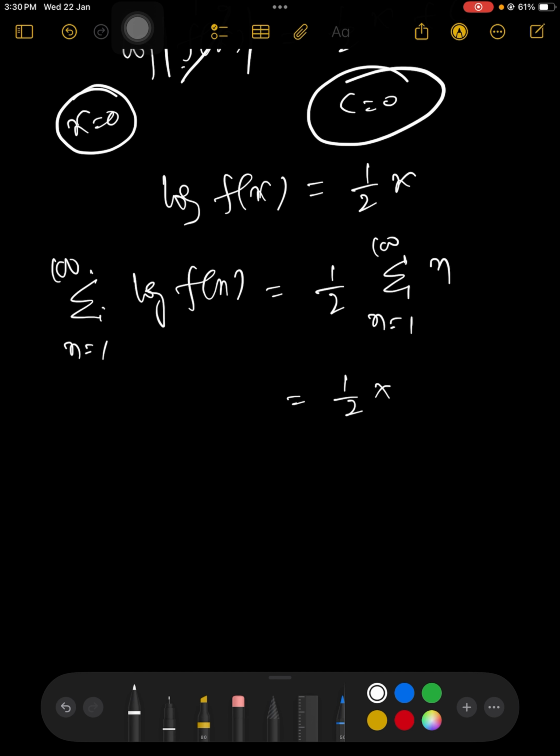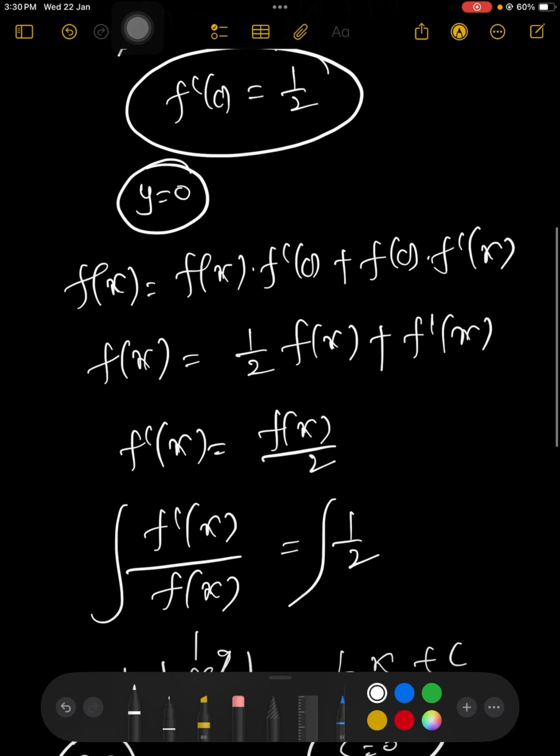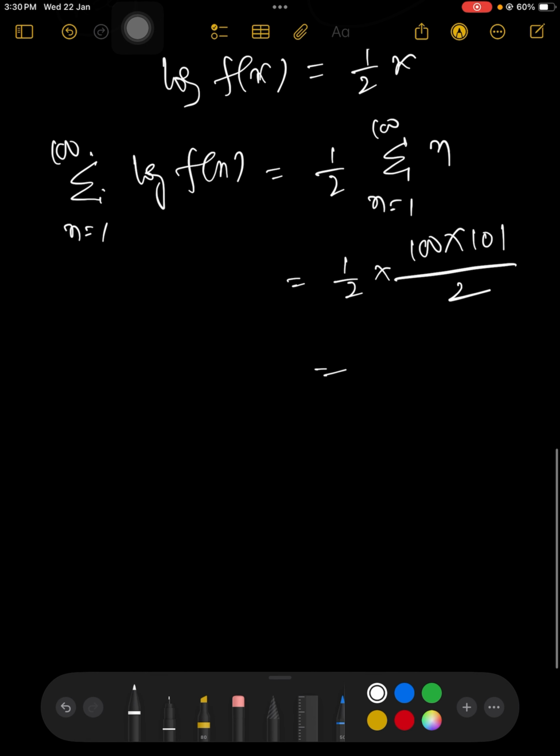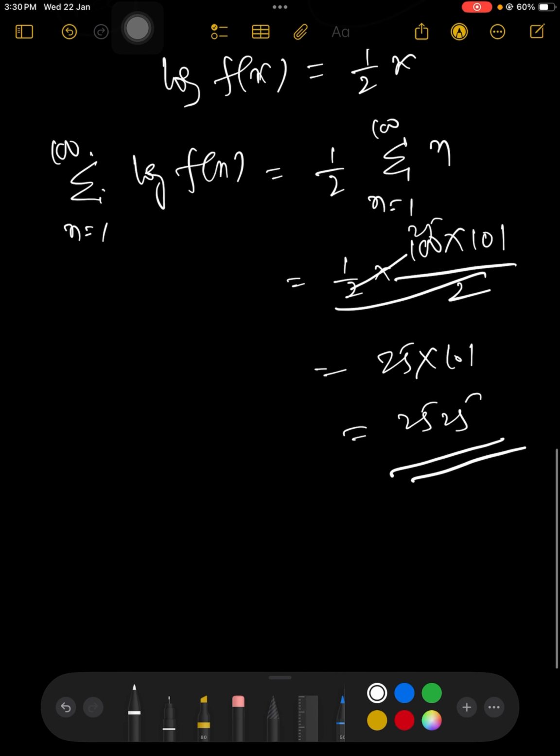That is 1 by 2. 1 to 100 is nothing but 100 into 101 by 2. So 2 ones are 2, 50 is 25. Finally 25 into 101, that is 25. 25 is the answer. Finally the 4 and 25 get cancelled, but 25 times 101, 25.